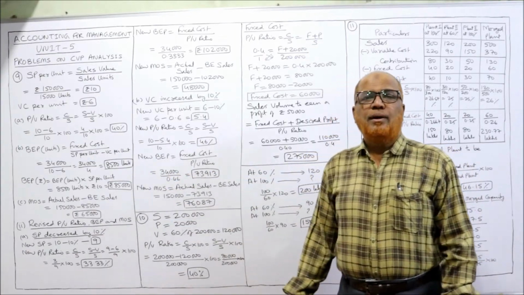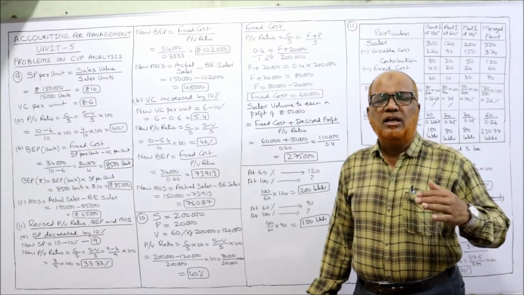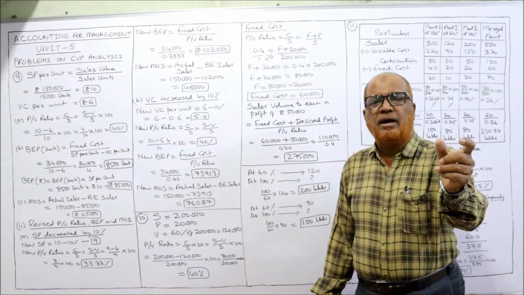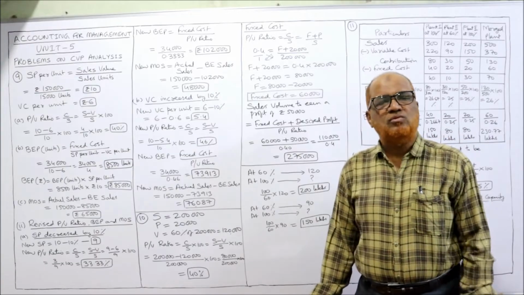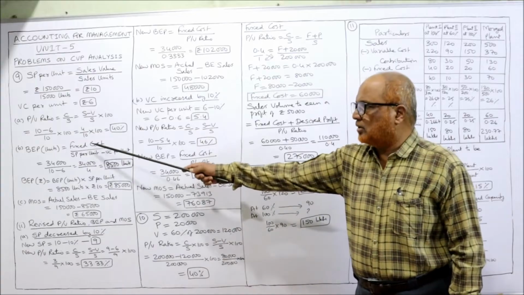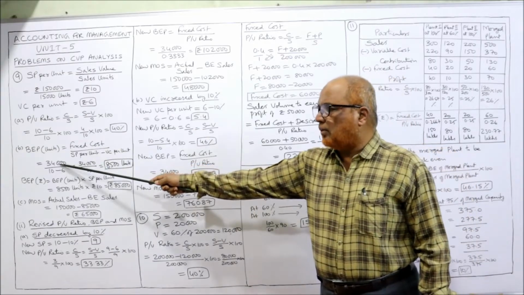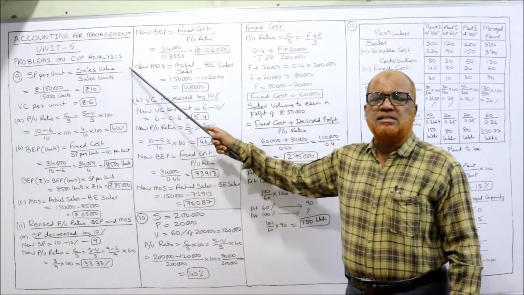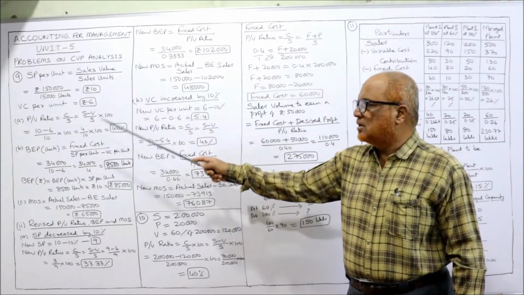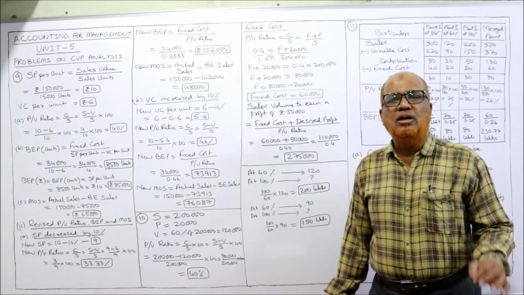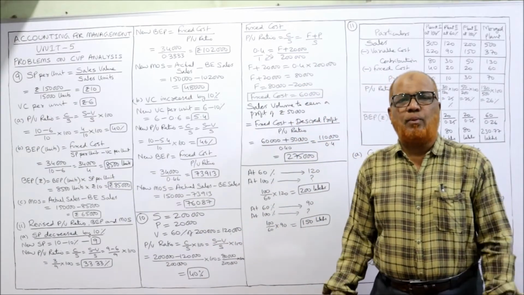Now BP, the break-even point. First we calculate it in units. The formula is fixed cost divided by SP per unit minus VC per unit, selling price per unit minus variable cost per unit. The fixed cost is given in the problem itself, 34,000, divided by selling price 10 rupees minus variable cost 6 rupees. So 10 minus 6 is 4, and 8,500 units is the break-even point.